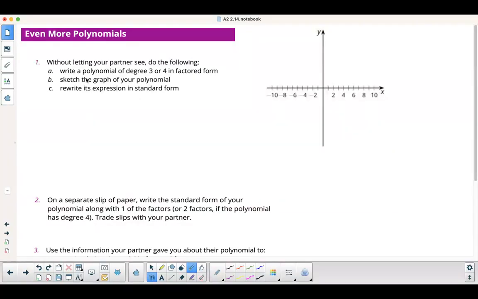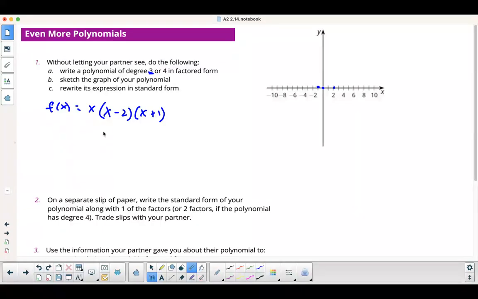Without letting your partner see, do the following. Write a polynomial of degree 3 or 4 in factored form. Sketch the graph. Rewrite its expression in standard form. So degree 3. So I'm going to say x minus 2, x plus 1, and x. Degree 3, because I'll end up with an x cubed. So that's in factored form. So my x-intercepts are negative 1 here, positive 2 here, and then 0.